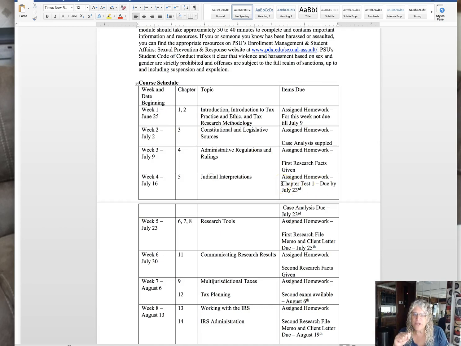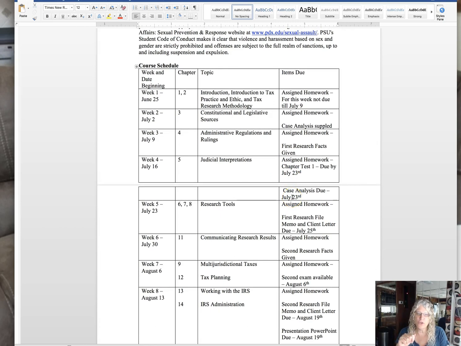The first chapter test is due the 23rd. That case analysis is also due the 23rd. So you're going to have some crunch time there in the next couple of weeks. But I've given you a bunch of time to do it. This chapter test on the 23rd is really for all the previous weeks, so chapters 1 through 5.